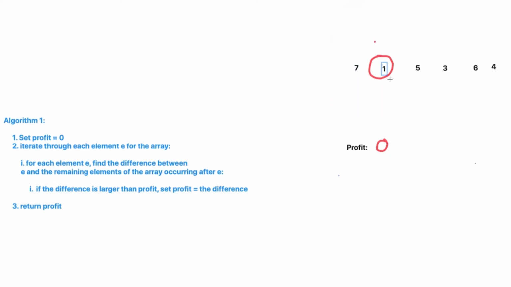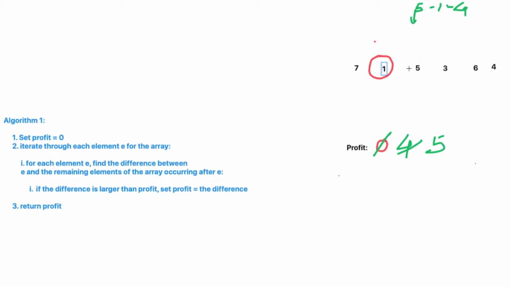So the next element is 1. Again we're going to do the same thing. For 1 we go to this position at 5, and see if 5 minus 1 is greater than 0. It is greater than 0 and greater than profit. The value is 4, so we're going to replace 0 with 4. Now 3 minus 1 gives 2, and 2 is lesser than 4, so we are not going to update profit. 6 minus 1 is 5, so we are going to update profit because 5 is greater than 4, and 4 minus 1 is 3, which is not greater than 5, so we're not going to update it.